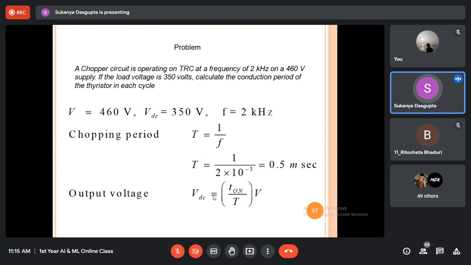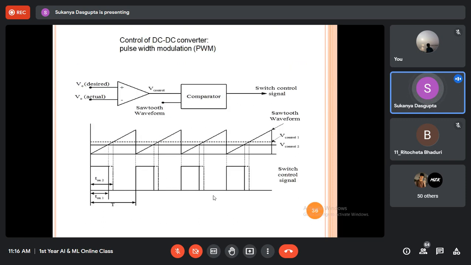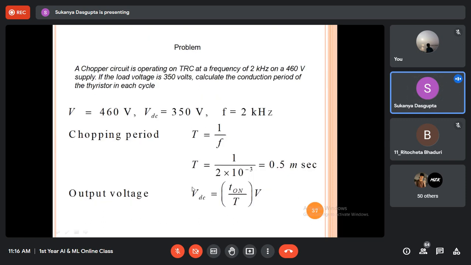The chopper circuit is operating on TRC. TRC means pulse width modulation control or time ratio control, at a frequency of 2 kilohertz on a 460 volt supply. If the load voltage is 350, calculate the conduction period of the thyristor in each cycle. Okay. So 2 kilohertz is actually the switching frequency, means the frequency of this carrier signal. So chopping period, means the time period with the switching frequency 2 kilohertz, can be calculated as 0.5 millisecond.